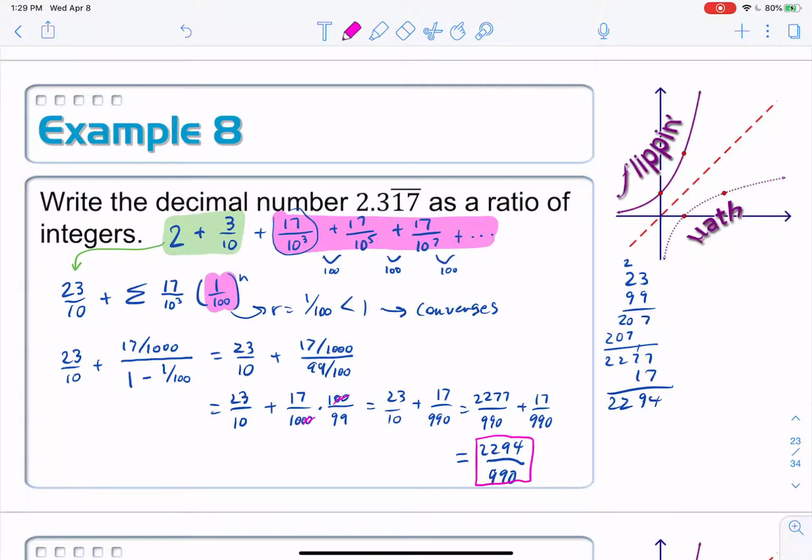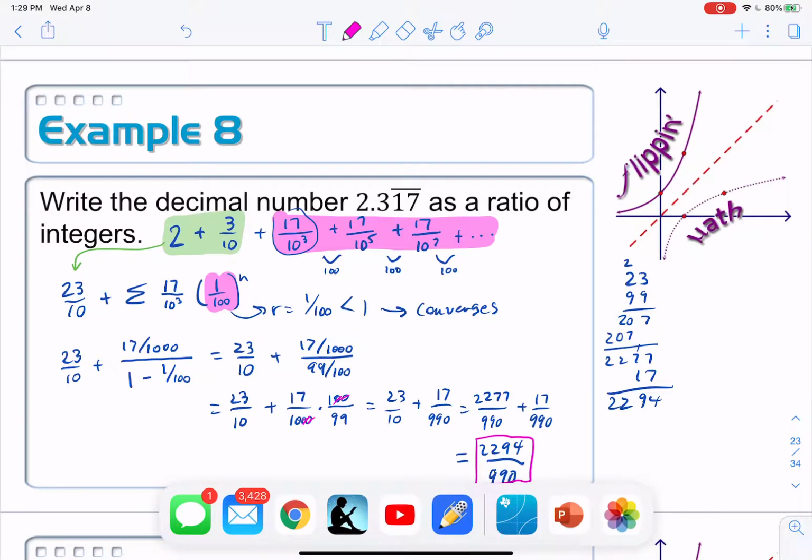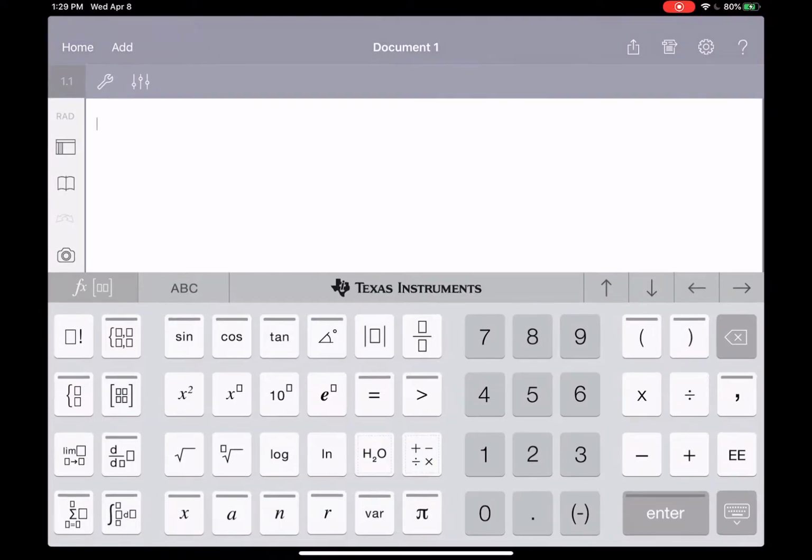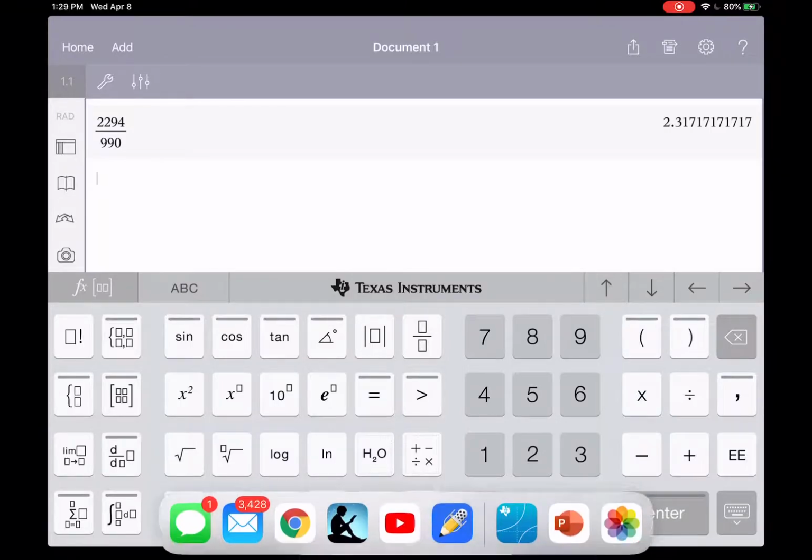Nice. A little bit faster than hitting math enter on your calculator for sure. But you know what? I'm curious. Let's check it. Let's make sure that all of this process makes sense here. Calling up the calculator. And I think that we had 2294, and divide that by 990. Let's approximate this, and we should see our repeating decimal here. 2.317171717. We did it correctly. Okay.